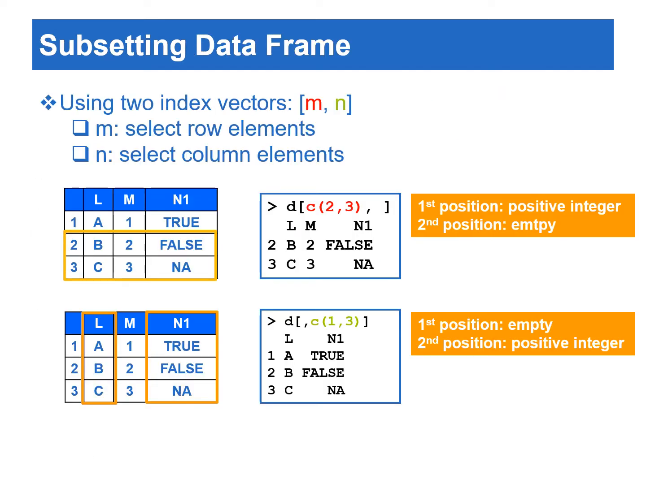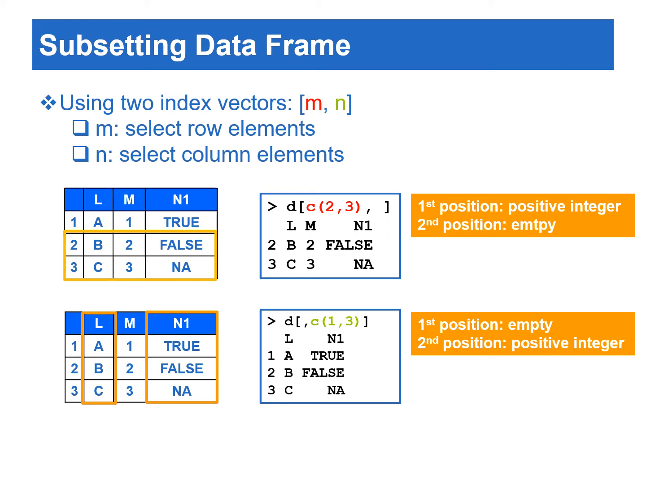We can select components from a data frame by providing 2 indices. The first index is to select rows, and the second index is to select columns. Providing 2 indices to select components from a data frame is like selecting components from a matrix, since both data frames and matrices are 2-dimensional.